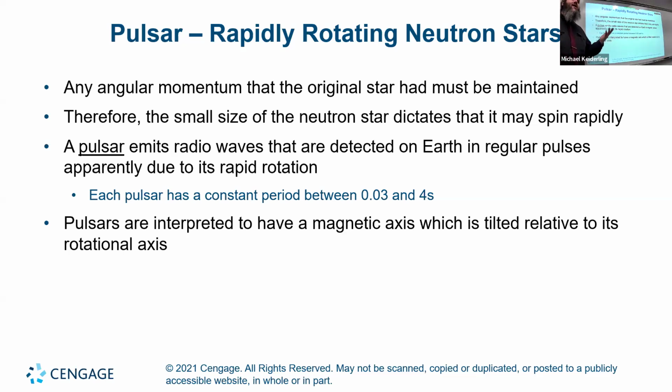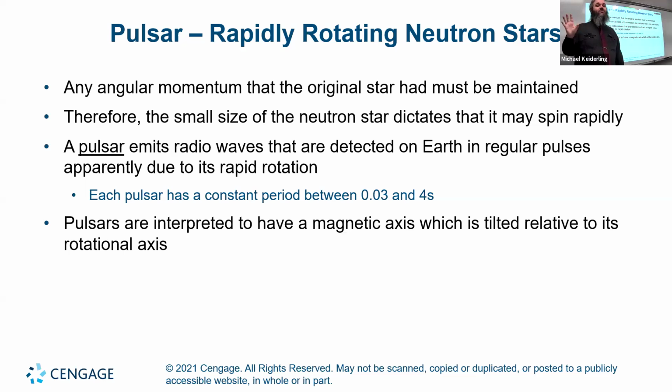So a pulsar can emit radio waves that are detected on Earth in regular pulses due to its rapid rotation. And every pulsar has a constant period. They're spinning at a constant rate, so we see a pulsing at a regular rate. It can be between 0.03 and 4 seconds, which is pretty normal. There are some very, very fast ones.